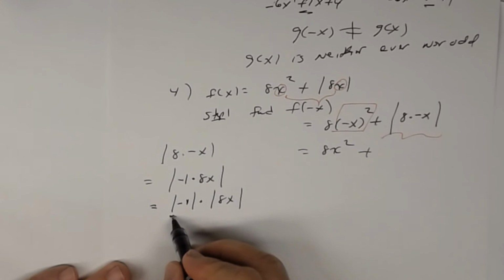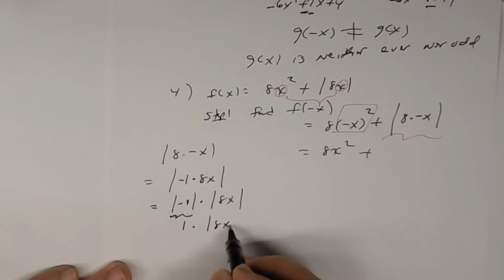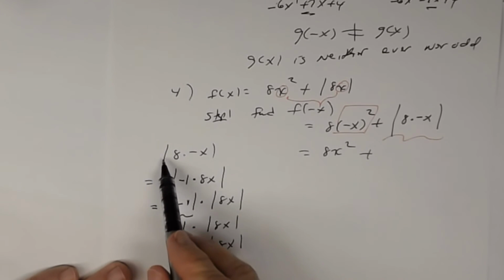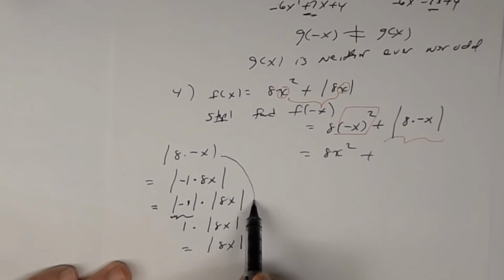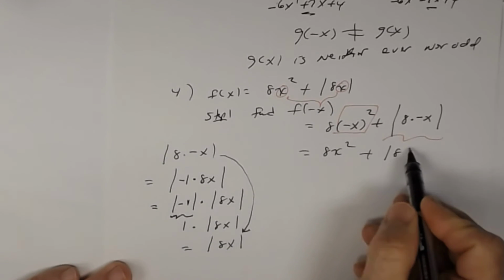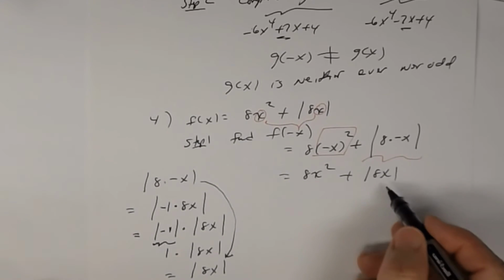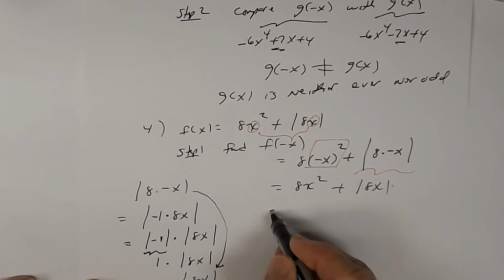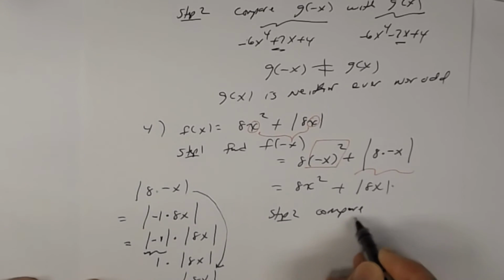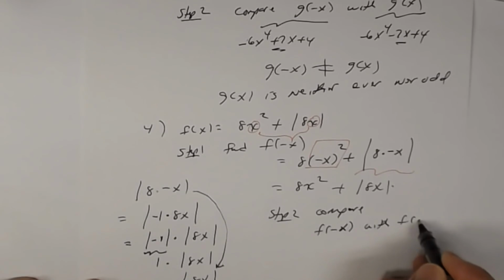But we know that the absolute value of negative 1 is a positive 1. So 1 times the absolute value of 8x becomes the absolute value of 8x. This right here is the same thing as this. So I'm going to rewrite this as absolute value of 8x. That right here, here's the work, is this. Now, you got to compare. Step 2 now is to compare f of negative x with f of x.